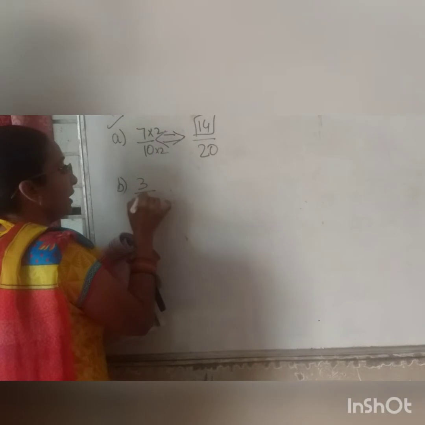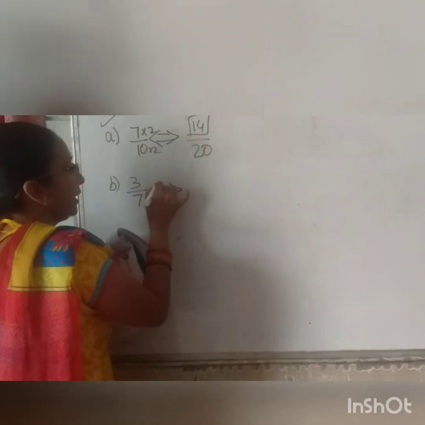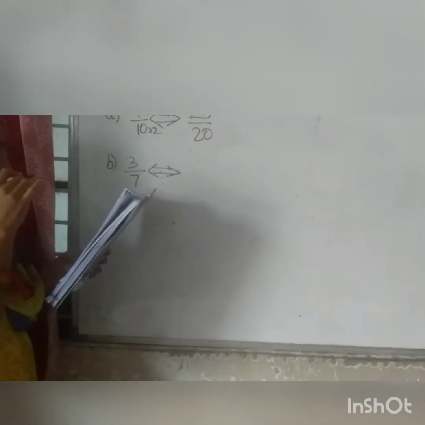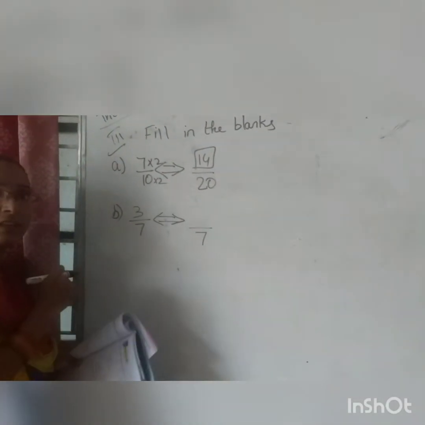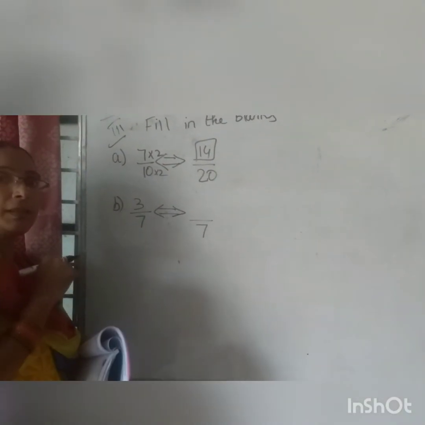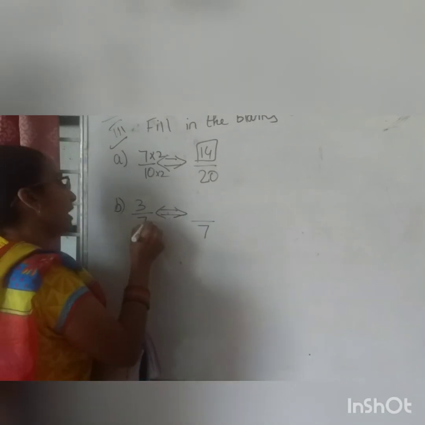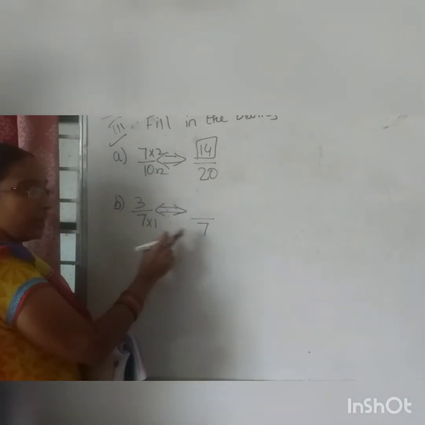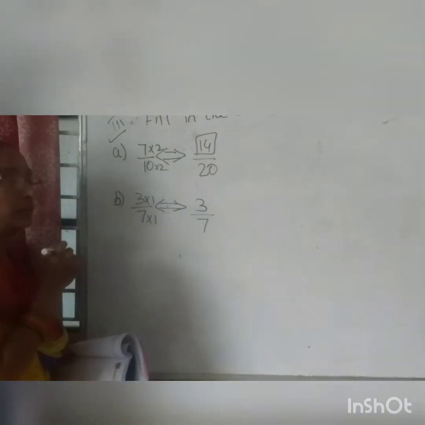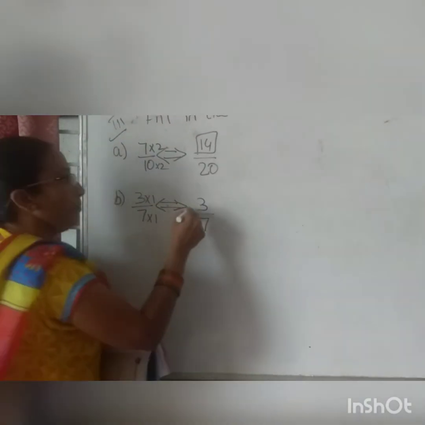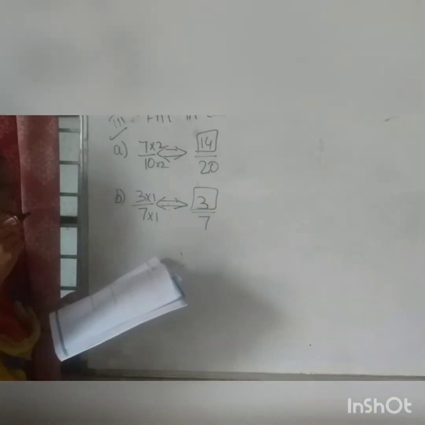B1: 3 by 7, like this. This side arrow, this side arrow. Is equal to 7 only. 7 multiplied by what gives 7? In the 7 table, when does 7 come? 7 1s are 7. Below, multiplied by 1 gives 7. Above also multiply by 1. 3 1s are 3. This is a block. Followed?